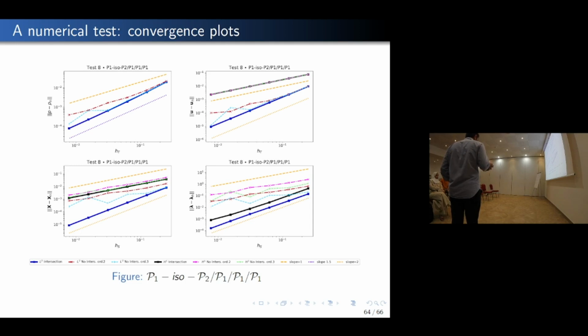Then the same for x. We can see only the continuous, so the method with intersection, works well. And the same with lambda. Okay.